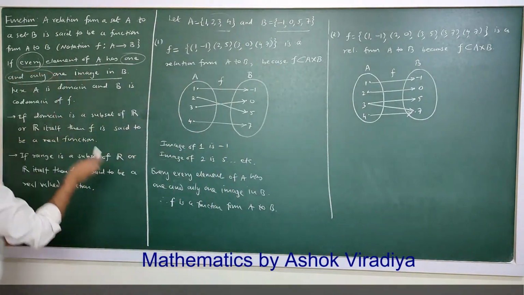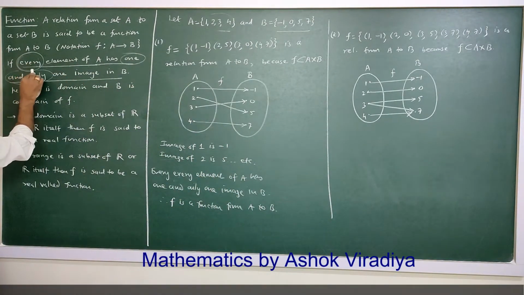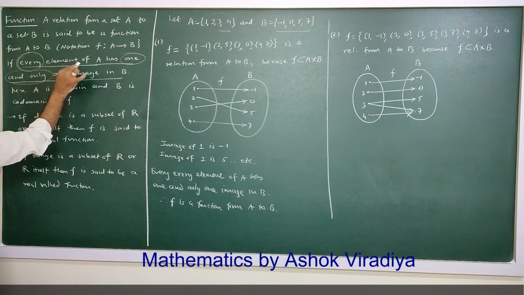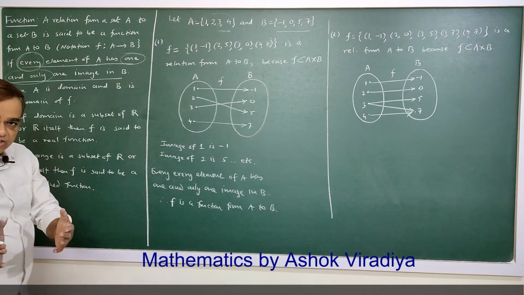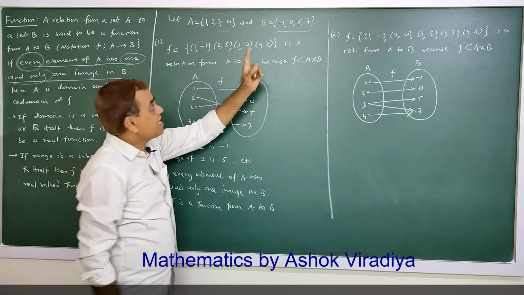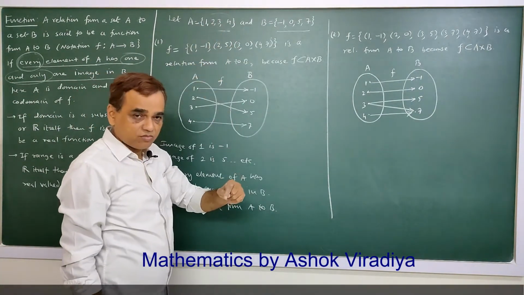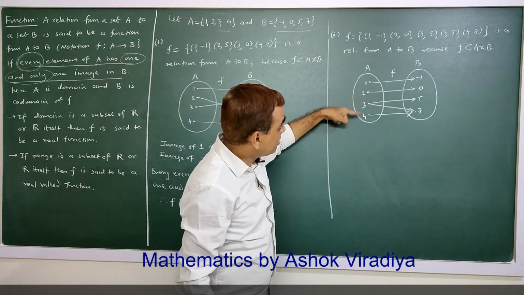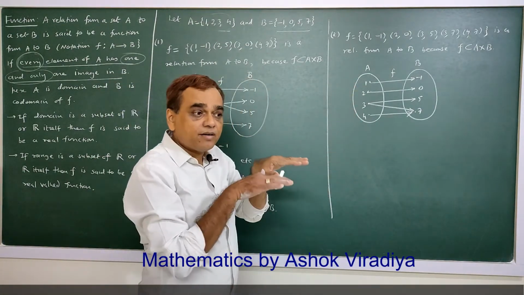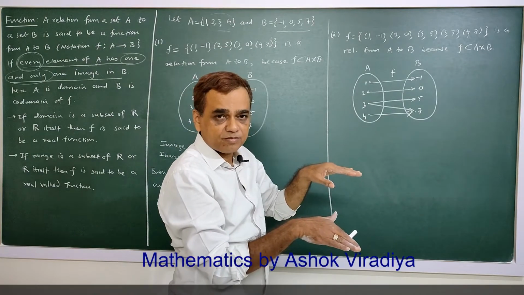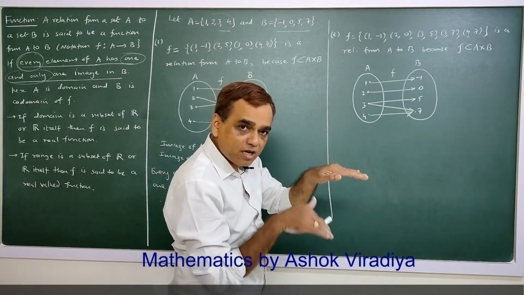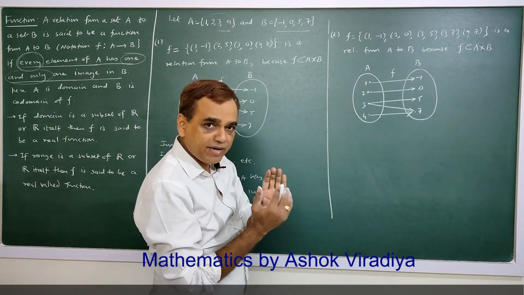First condition, does every element of A have an image? See, A has 4 elements, 1, 2, 3, 4. From every element, a ray is coming out. That means every element has an image.